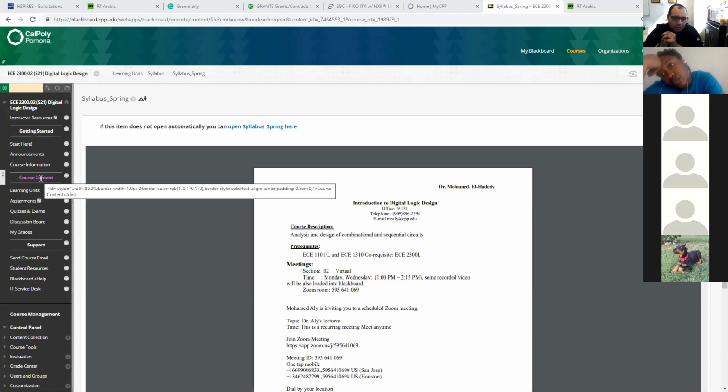So for the course description, we're going to learn the analysis and design of both combinational and sequential circuits, which comes from a full understanding of the numbering system and number system theory. To be qualified to move forward with these materials, you should take 11.1 and its lab, or 13.10, and of course you're going to take the lab dedicated to this course, which is the 2300 lab.